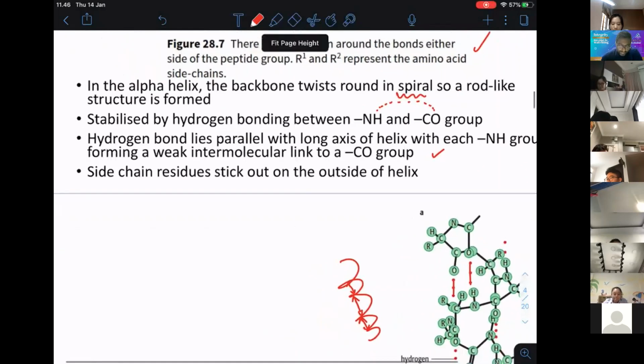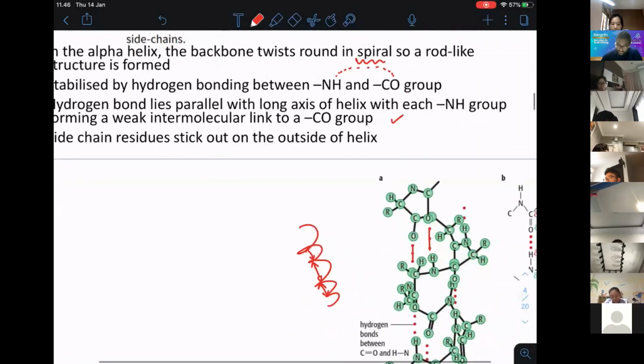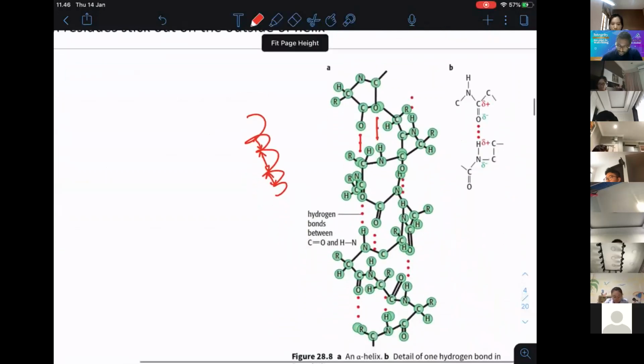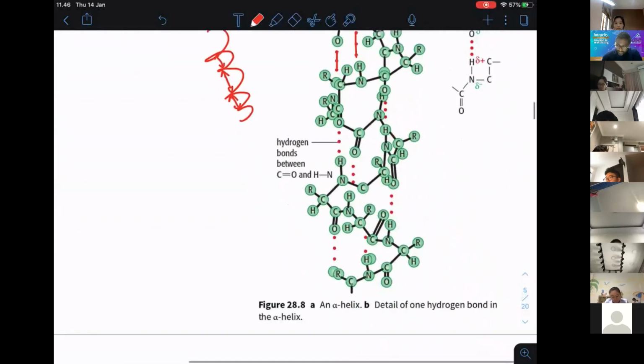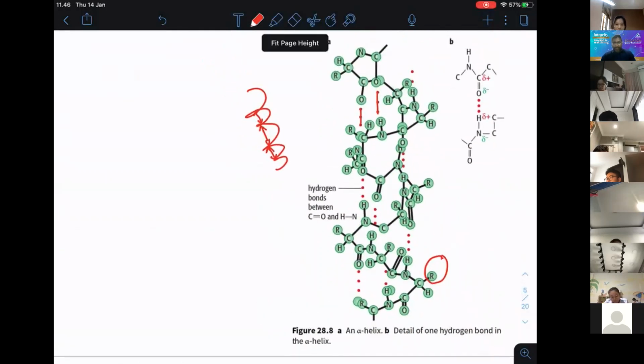Now, side chain residues stick out on the outside of the helix. If you look at this, you can see that the side chains are going to stick out like something like this. This is R. This is going to be the side chain. I'll show you the 3D structure. So this is the R group. This is the R group.